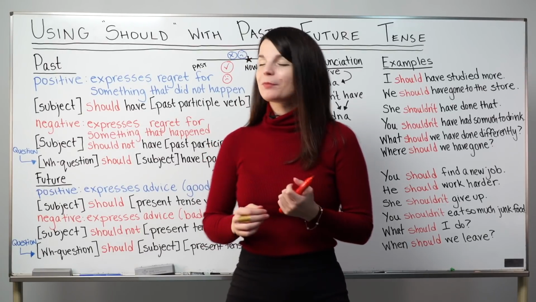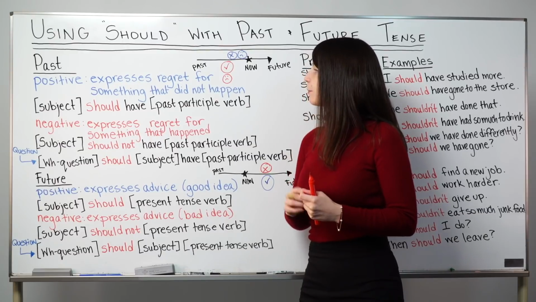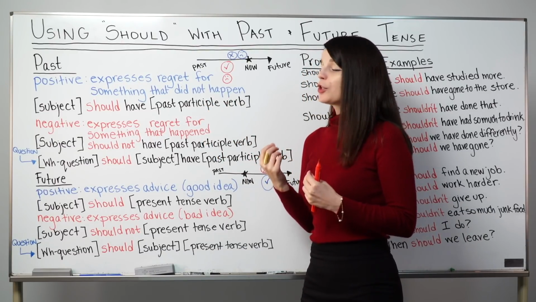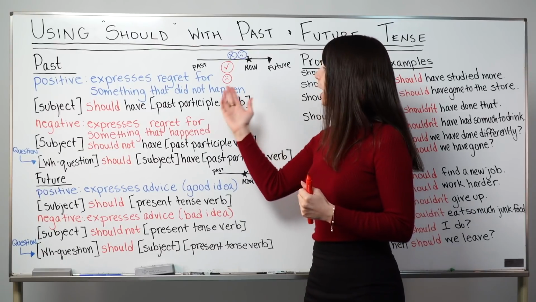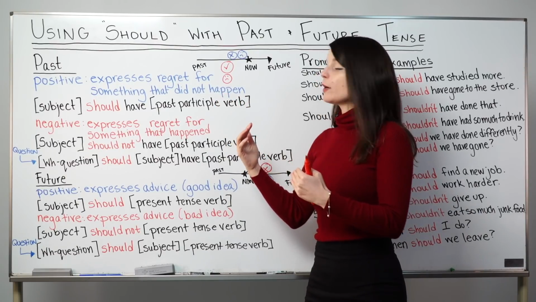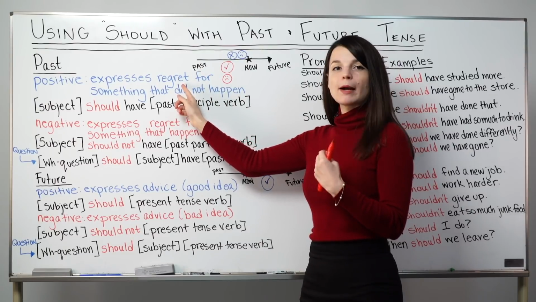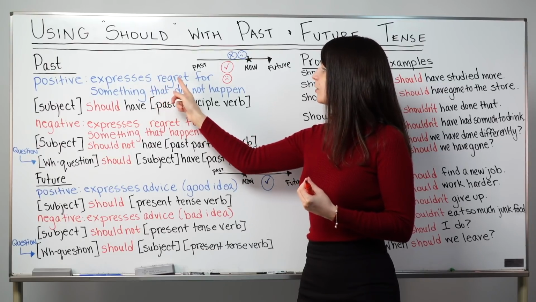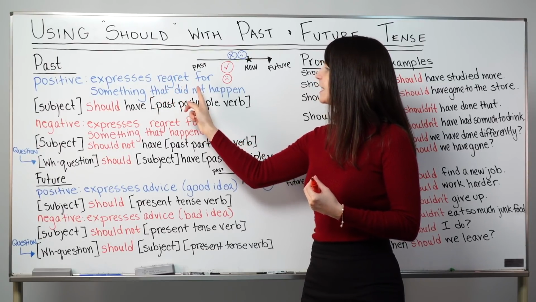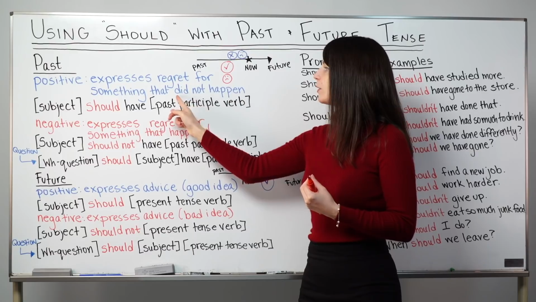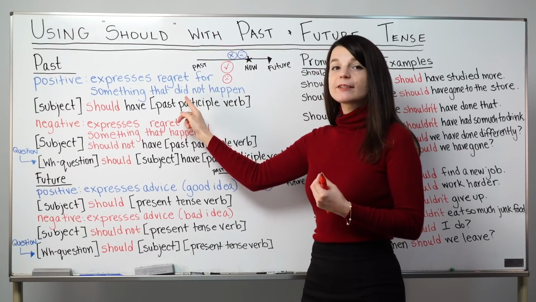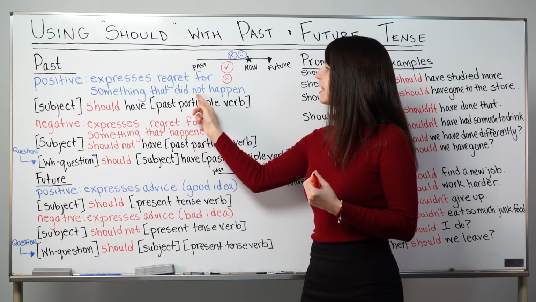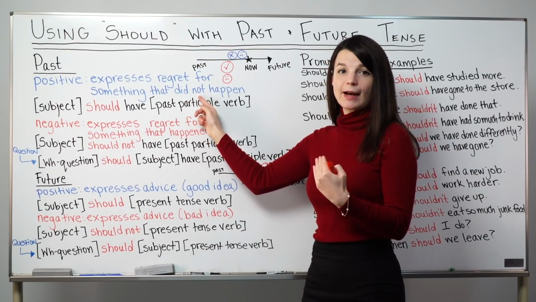So let's begin. I want to start this lesson by talking about the past tense version. When we use should in the past, in a positive statement, we do it to express regret. So regret means a sorry feeling or a sad feeling. So it expresses regret for something that did not happen. So this is a key point here. Yes, it's a positive statement, but we're talking about something that did not happen, and we feel sad about it.